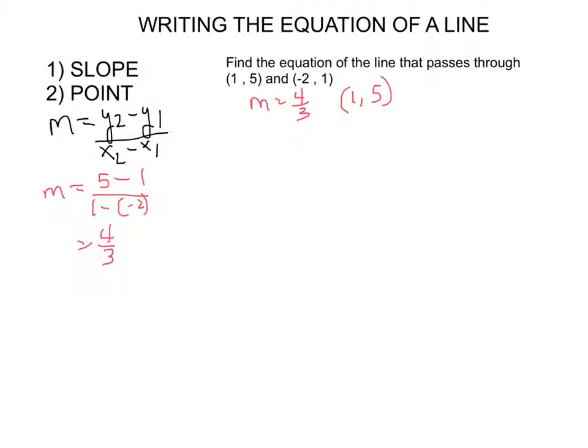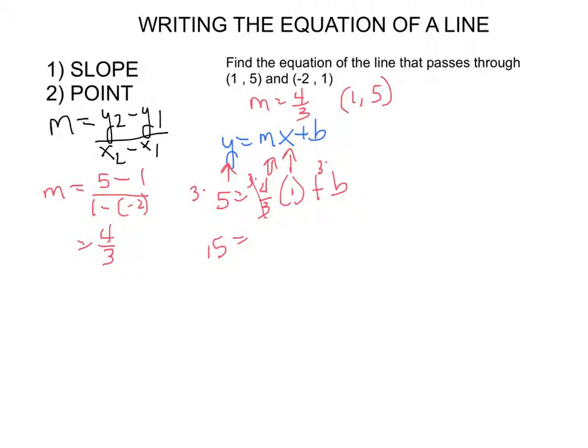So again, we go to our y equals mx plus b, and we plug in what we know. Well, we have our y is 5, our m is 4/3, our x is 1, plus b, and we need to solve for b. But usually, remember, it's easier to solve an equation like this if you get rid of the fraction first. So let's multiply every piece of this, including the b, by 3. And so we get 15 is equal to 4 plus 3b. And so 3b is equal to 11, so b is equal to 11/3.